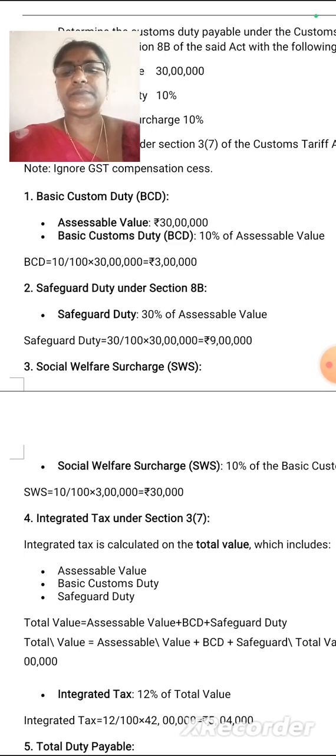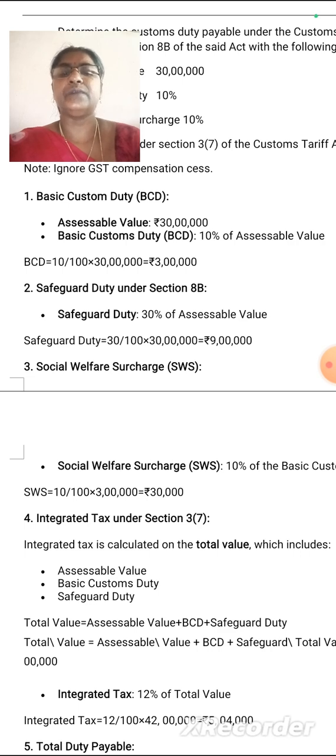The next step is safeguard duty under Section 8B. Safeguard is 30% of the assessable value. The assessable value is 30 lakh. The same amount we took for the assessable value, we are going to take here. Out of 30 lakh, safeguard duty is 30%, and 30% of 30 lakh is 9 lakh. That is what we get for the safeguard duty. And social welfare surcharge is 10%.